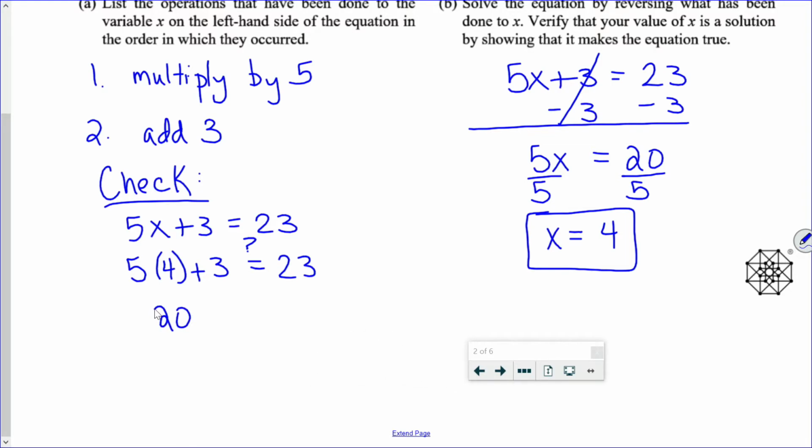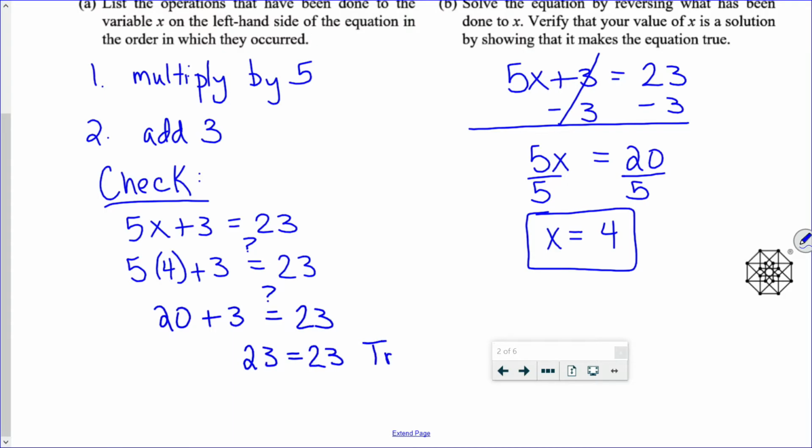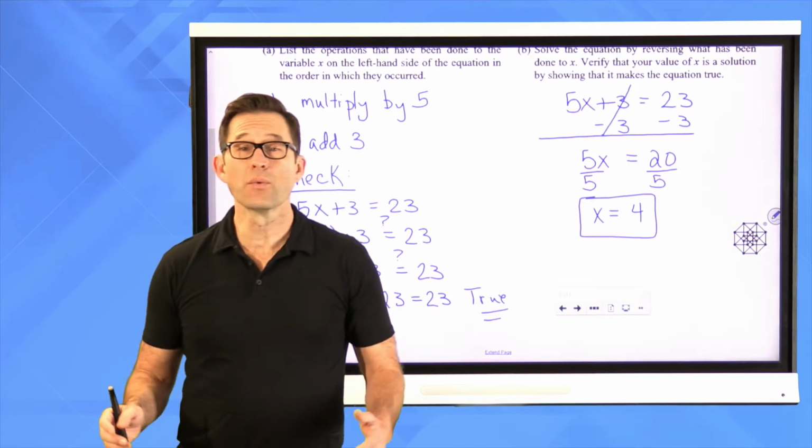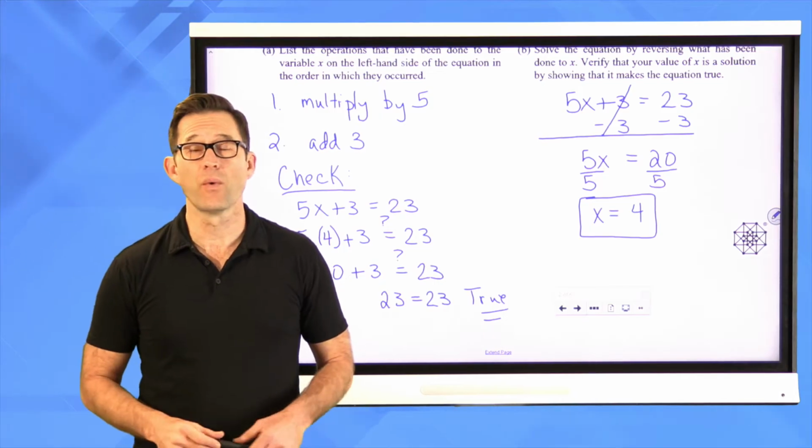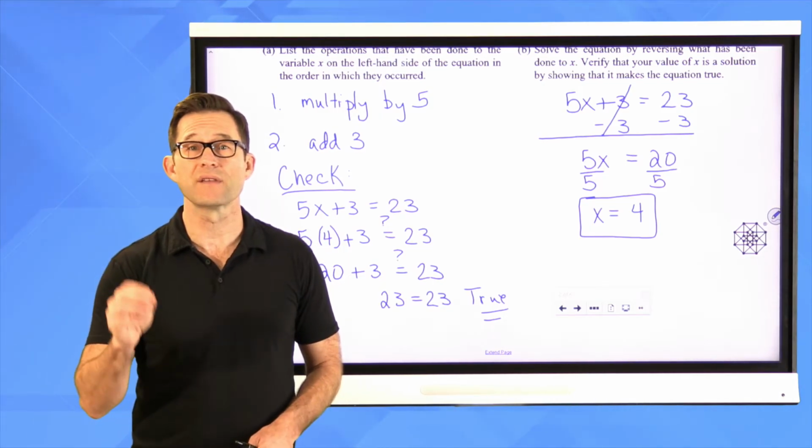5 times 4 is 20, plus 3 is equal to 23. Pretty sure that's true, but I'll finish it. 23 is equal to 23. Right? True. And therefore, x equals 4 must be a solution to this equation because it makes the statement of equality true.